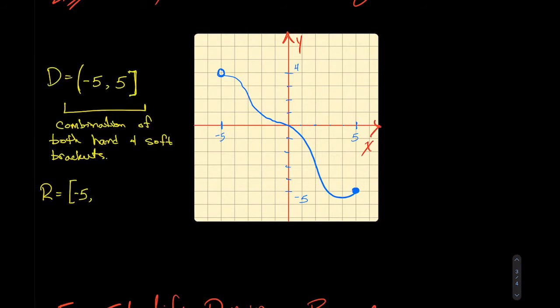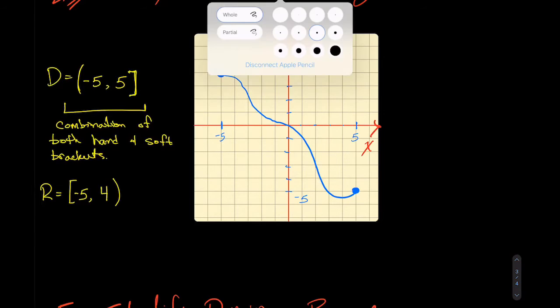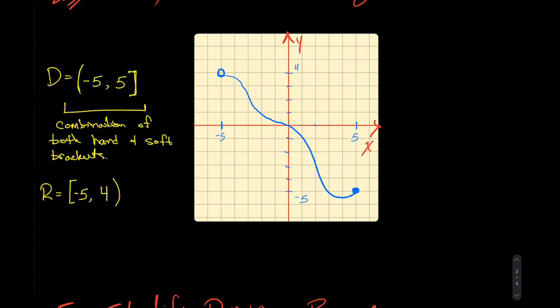But it doesn't include 4 itself. So 4, soft bracket, just like that. And actually, part of this I need to modify a little bit, because technically it does go below 5 here, right? This part is going below 5. So let's fix this so it's a bit more consistent with what I'm talking about here.